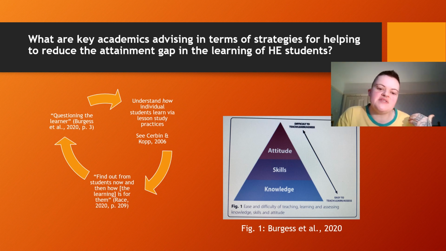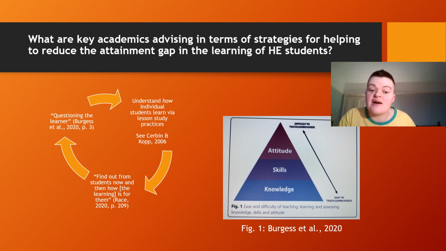So this is how to improve, I guess, the attitude of the student in terms of the diagram for Burgess. We can understand how individual students learn via lesson study practices, and this feeds into Kerbin and Kopp's article chapter about lesson study. So we need to understand how the student learns. What is the student gaining from the learning? How do they best learn? And Burgess and other academics, and also Race, say similar things here.